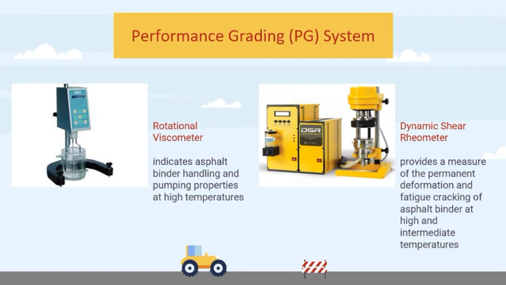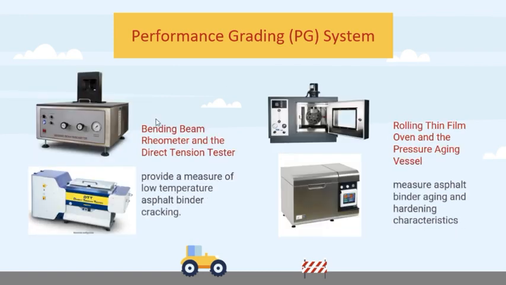So next, these are the following equipments for performance grading system. So ito, first is rotational viscometer. So ayan, meron na siyang definitions. Next is dynamic shear rheometer. So for rotational viscometer, it indicates asphalt binder handling and pumping properties at high temperatures. And dynamic shear rheometer naman provides a measure of the permanent deformation and fatigue cracking of asphalt binder at high and intermediate temperatures. So ito naman is yung bending beam rheometer, and itong sa baba is yung direct tension tester.